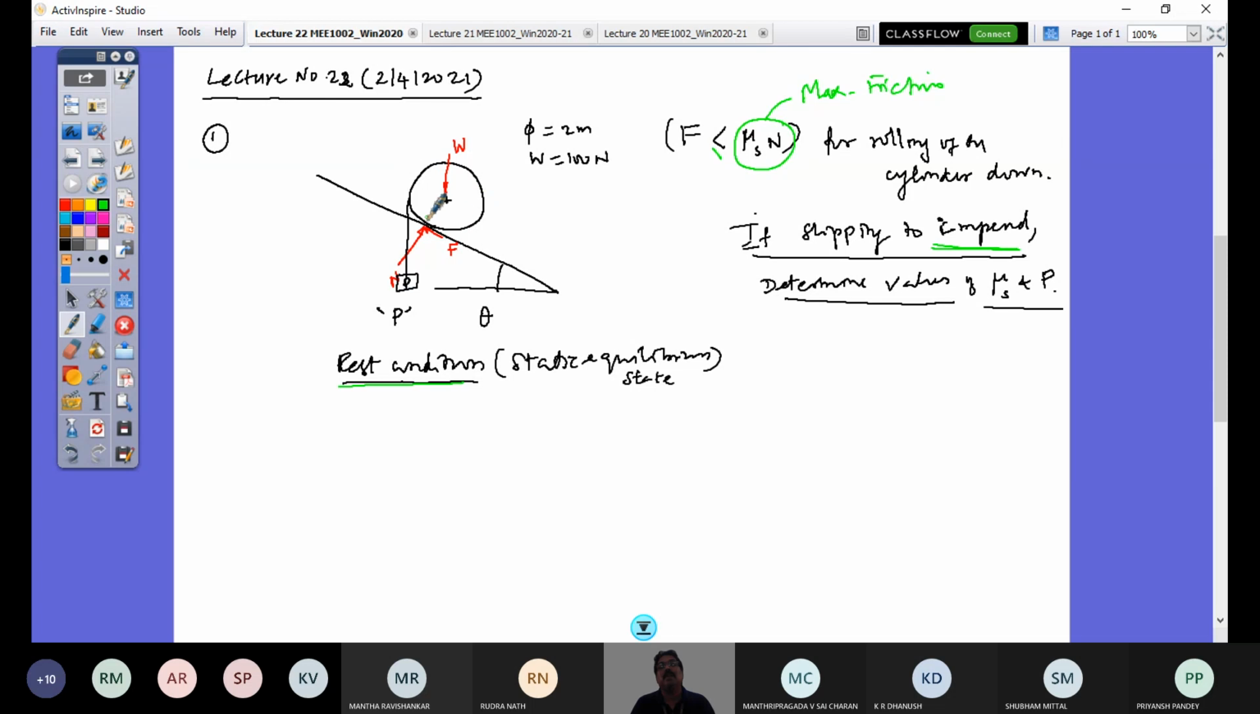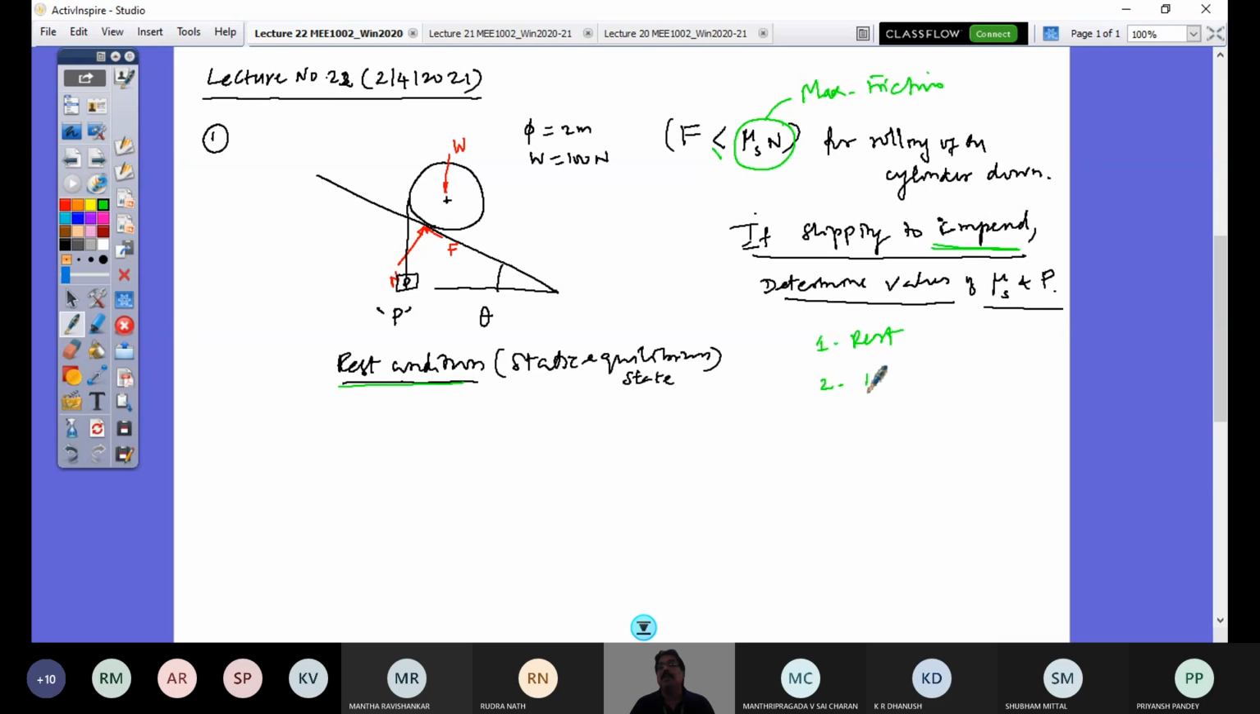Because when it is rolling, and the rolling is to be resisted, then the friction direction would be like that. But now this cylinder that is drawn is under rest condition. So when it is under rest condition, then there is no motion. So the friction direction that you said at the beginning is correct, right? That is all the clarity that you should have. So we had three states. One is rest.